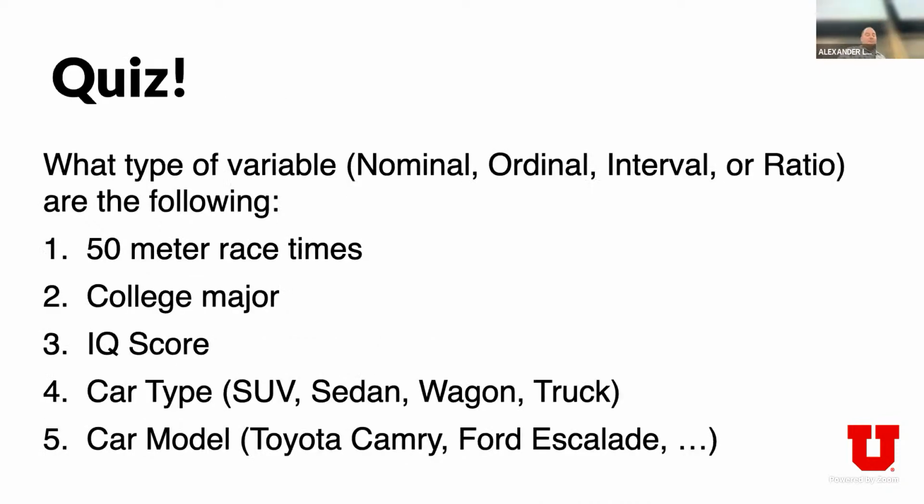So here's a little quiz. What types of variables, nominal, ordinal, interval, or ratio, are the following? 50-meter race time.